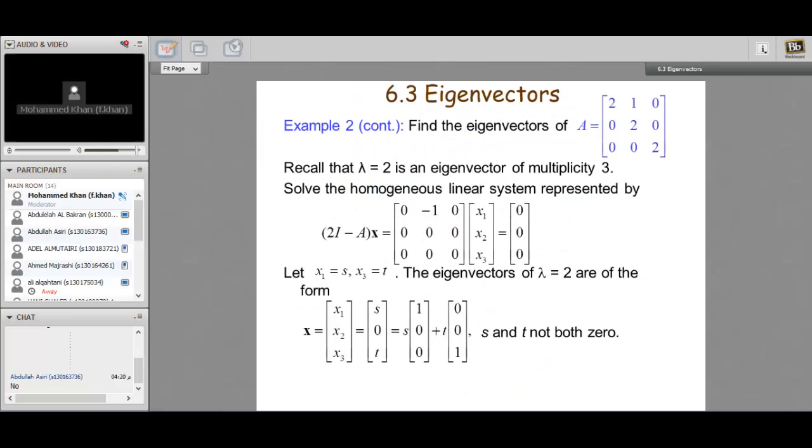Again we will discuss the same thing. Corresponding to lambda equal to 2, because the roots are 2, 2, 2.